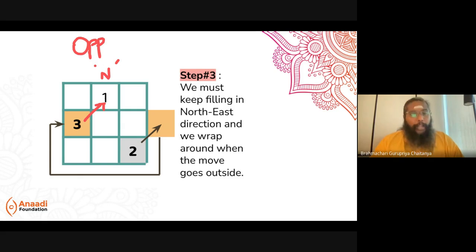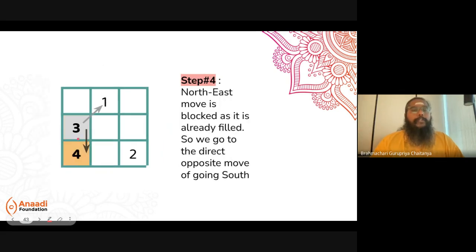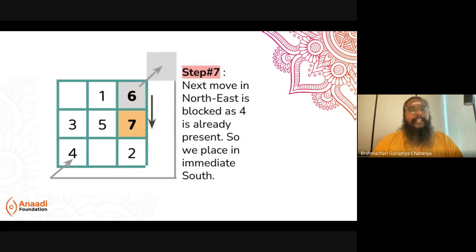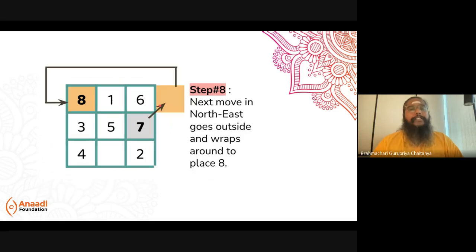But when we get a block northeast, immediately move its opposite direction, which is south. You've got to come here. So when you are blocked here, you put 4 down here. Then once you are not blocked, you keep continuing. 5, 6. Now 7 comes here and wraps around and comes to 4. If you are blocked, put it in the opposite direction, which is the south here. Then once you are not blocked, again resume in the same northeast direction.